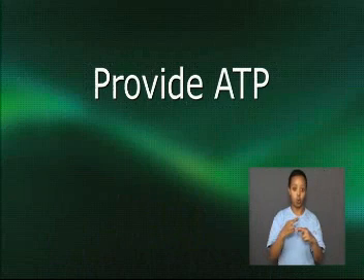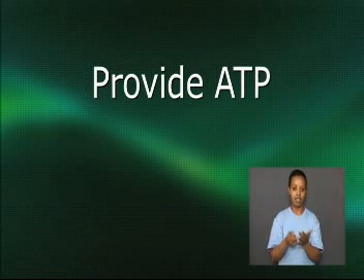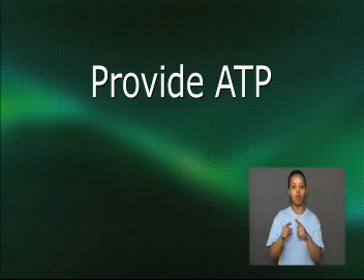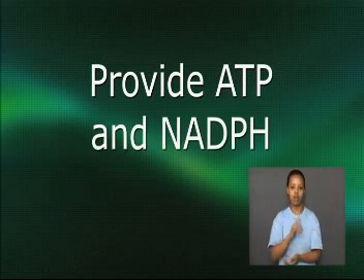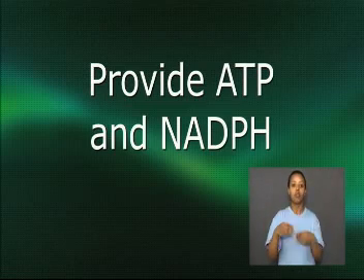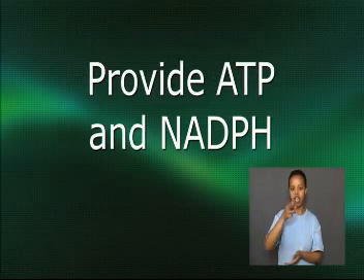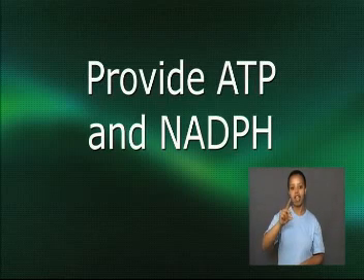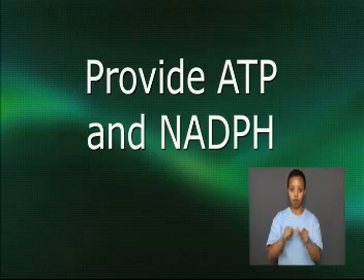The two main functions of light-dependent reactions are to provide a source of ATP, which is used as cellular energy, and to provide a source of NADPH. NADPH is used to reduce carbon dioxide. Light energy is used to drive the production of these two molecules that will, in turn, drive the light-independent reactions.